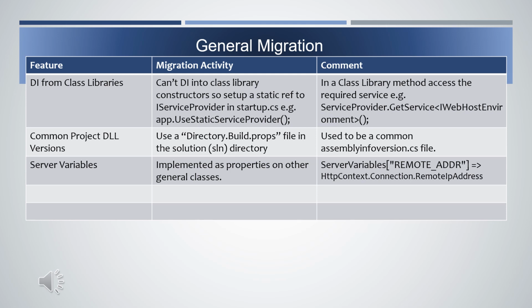The common practice is to release all project DLL versions with the same version number. This is now done by configuring the version number in the Directory.Build.props file located in the solution directory instead of in a common assembly info file. The server variables collection is no longer available, but many of these properties can be found implemented in general .NET Core types, e.g. the remote IP address.